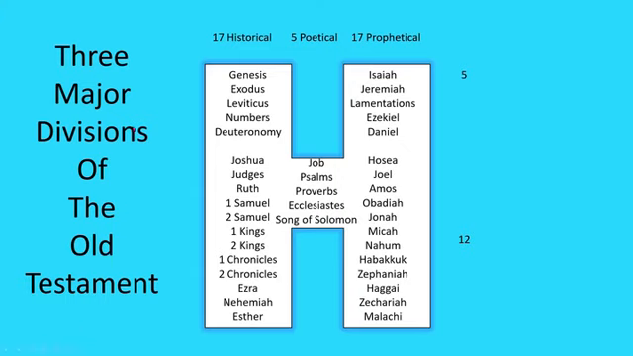If you learn them via the 3 major divisions of the Old Testament, putting them into categories 5, 5, 5, 12, 12, you can begin to get an understanding of the books of the Old Testament.